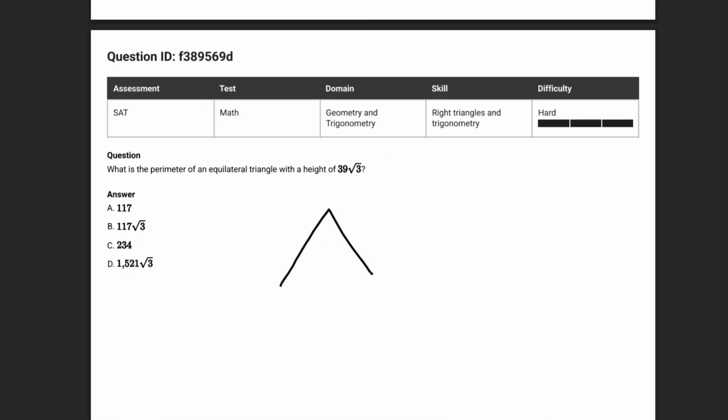So let's draw an equilateral triangle real quick. In this equilateral triangle, all 3 sides are the same, and all 3 angles are the same, and they're all 60 degrees. They have to add up to 180. And so the height, if you just draw a line straight down like this, is 39 square root 3.